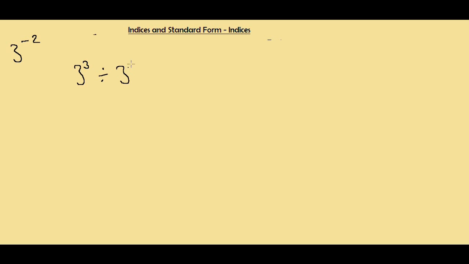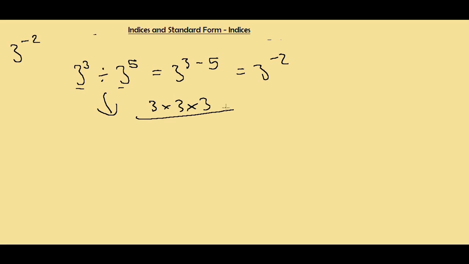So 3 to the power of 3 divided by 3 to the power of 5. What happens here? Well, it's division. Base numbers are the same, so we're going to take away. But this time we're doing 3 take away 5 because 3 comes first. And that makes 3 to the power of minus 2. So what does that actually mean? Well, let's write it out as what it really means. 3 times 3 times 3 divided by 3 times 3 times 3 times 3 times 3.